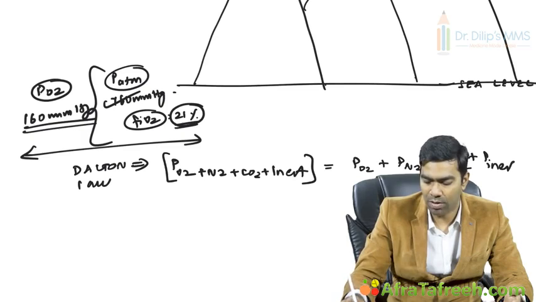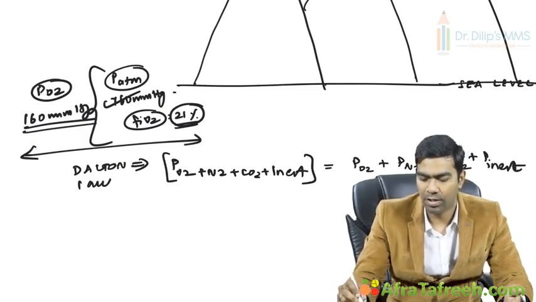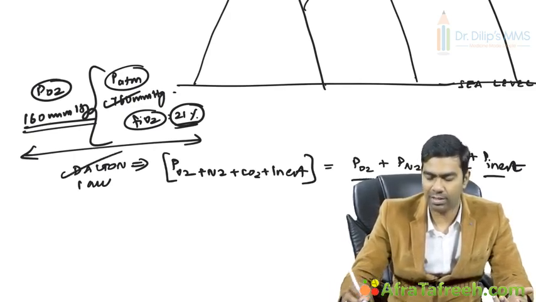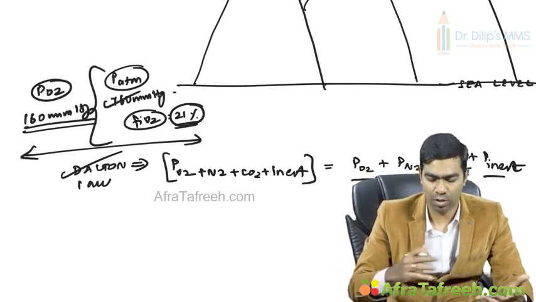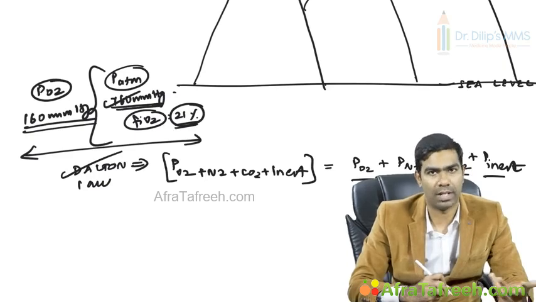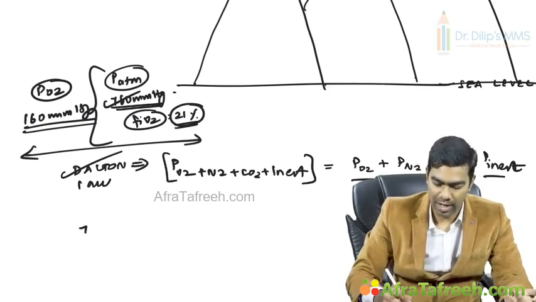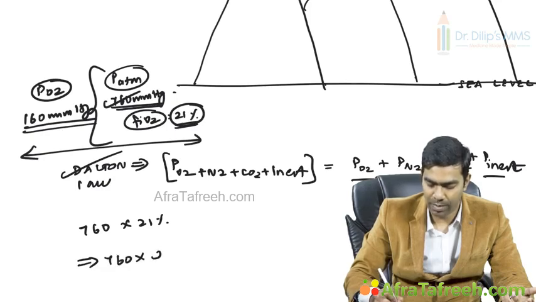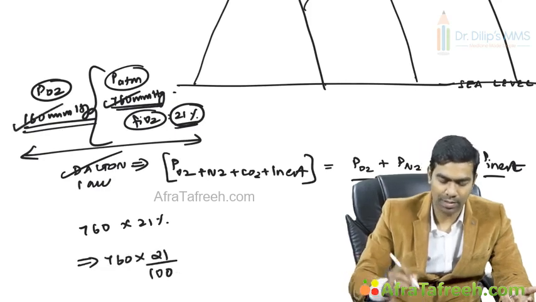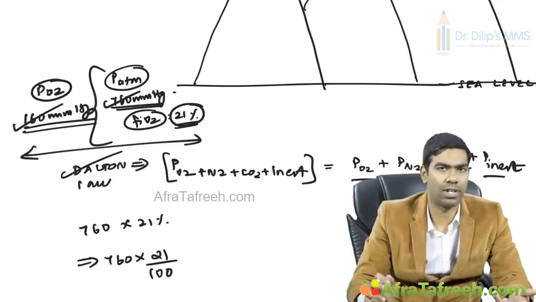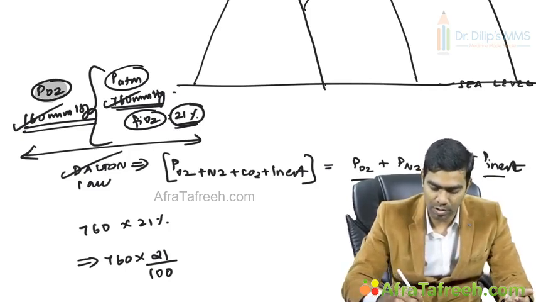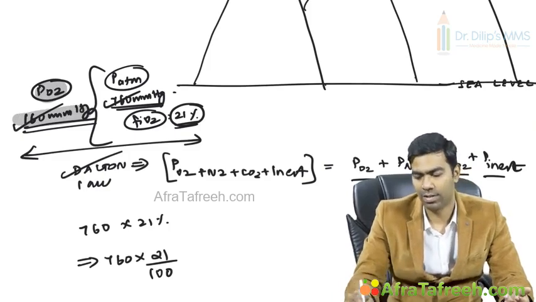I left out the water vapor here, but anyway, forgive me. Since Dalton's law refers to individual gases, when you add them together, you get the total pressure of the mixture, that is the atmospheric pressure. I can tell that of the 760 millimeters of mercury, 21% is contributed by oxygen. So it will be 760 multiplied by 21 by 100, which gives somewhere around 159. I am writing 159 or 160 millimeters of mercury, and that's what you get. That is the partial pressure of oxygen at sea level, at ground level.